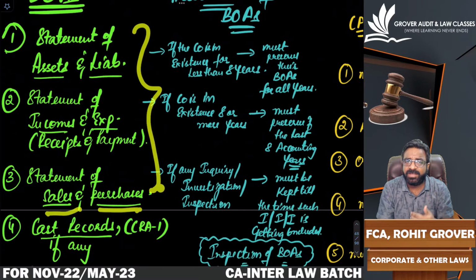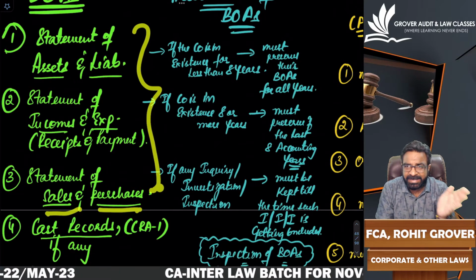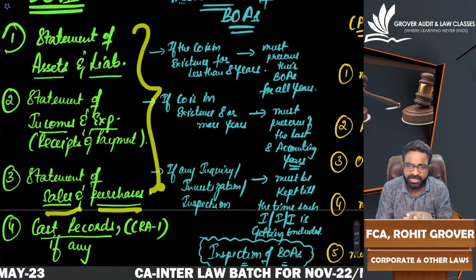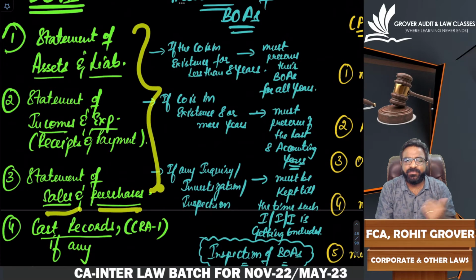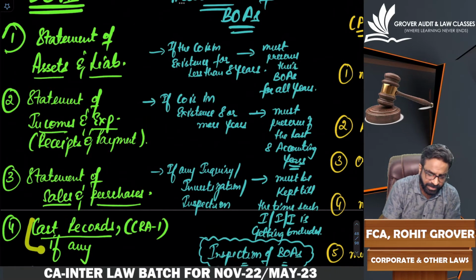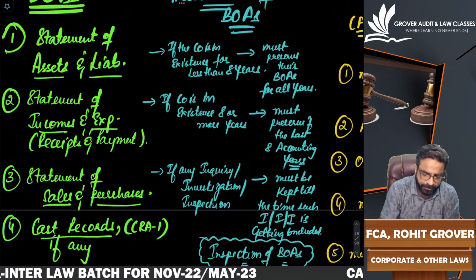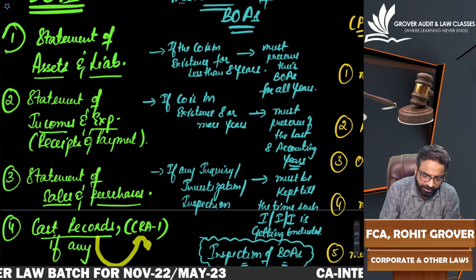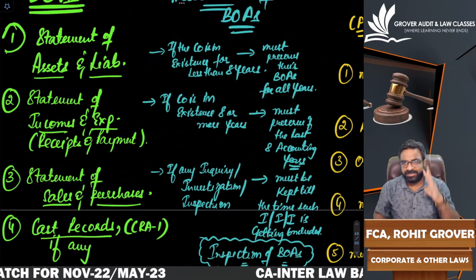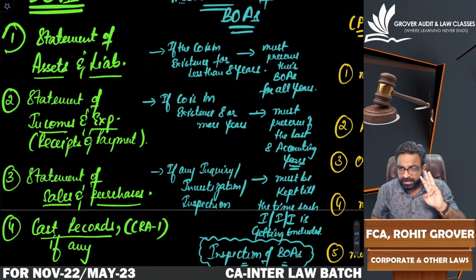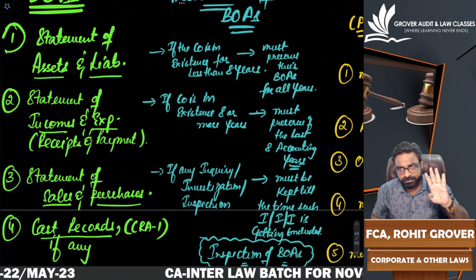But if you are a manufacturing company, you have to maintain these three books of accounts as well, plus an extra one. That is known as cost records, the cost report, as per form CRA-1. So generally there are three types of books of accounts, but if you are a manufacturing company, it will become four.